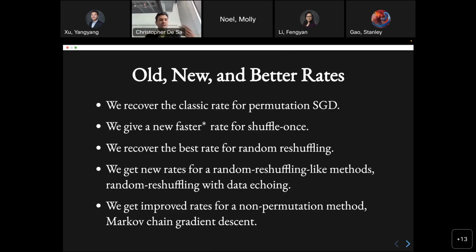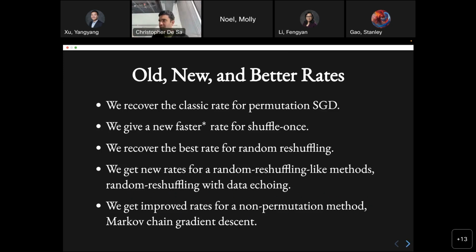So for example, we recovered a classic rate for permutation SGD. We got a rate for shuffle once, which is faster than what was previously available in the literature. We got new rates for random reshuffling-like methods. One method that we tried was random reshuffling with data echoing.